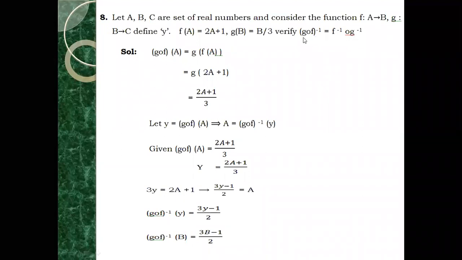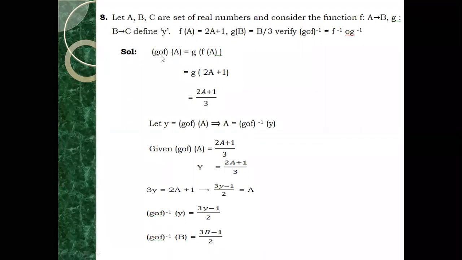So here they have given a composition relation: (g∘f)⁻¹ is equal to f⁻¹∘g⁻¹. In this we need to find the LHS and the RHS, and show both are equal. Then we finally write (g∘f)⁻¹ = f⁻¹∘g⁻¹. Before that we have to define y.